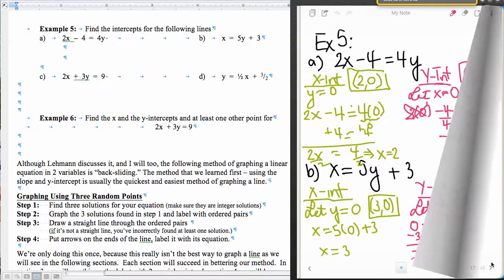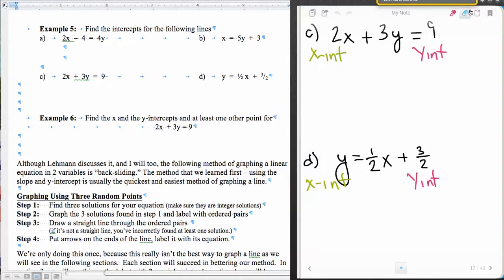Okay, moving on. We have part C, and remember, pause. If you haven't done this yet, go try it on your own. Our x-intercept, we're going to let y equal 0, right? The opposite one gets set equal to 0. So 2x plus 3 times 0, and that's going to be equal to 9. So we have 2x is equal to 9.